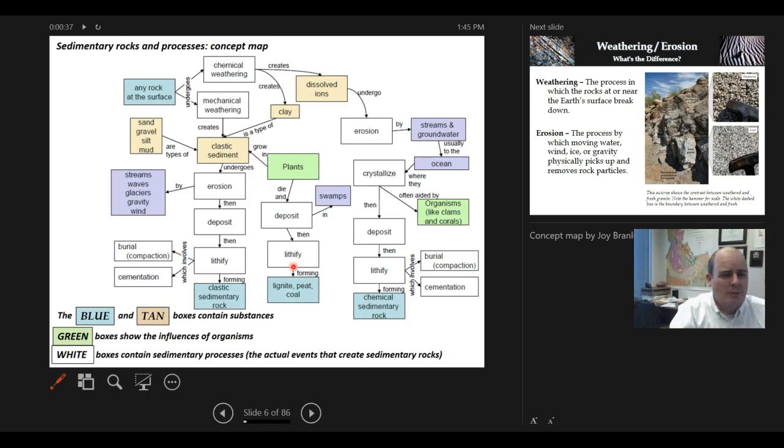This is just a flow concept map to get you in that pattern to figure out where these things are. Now we'll come back and talk about some of all these details.